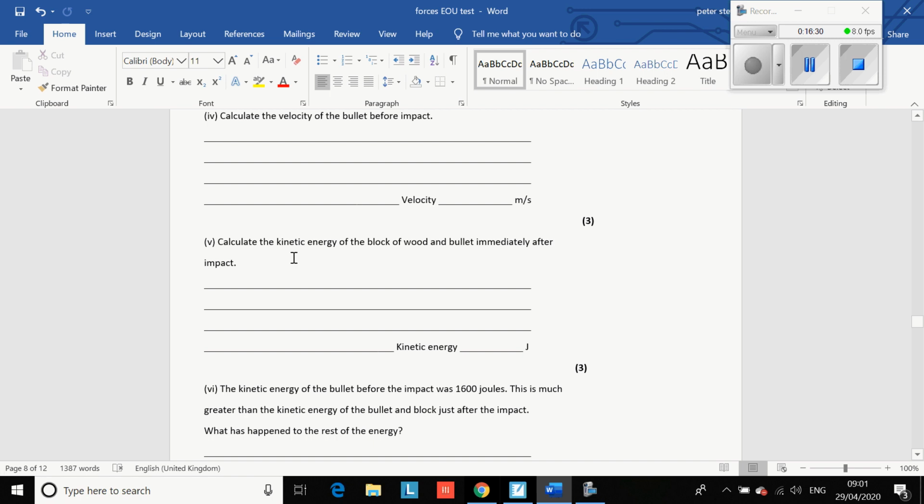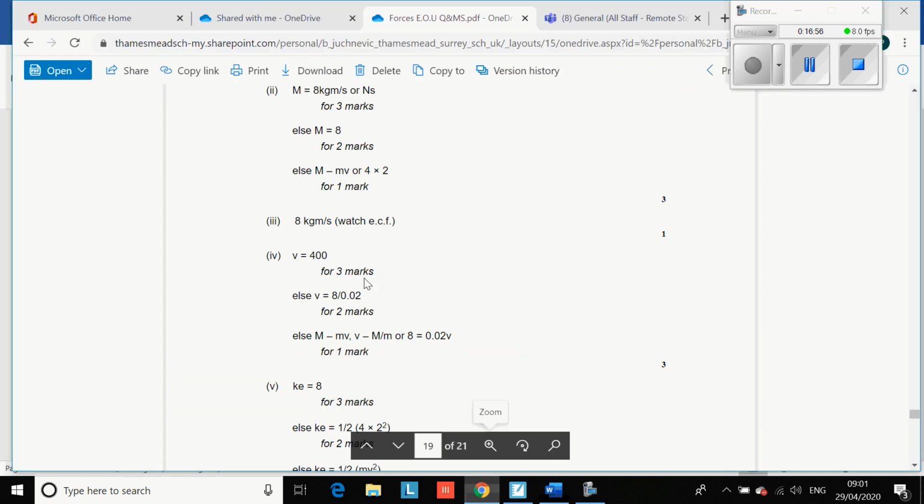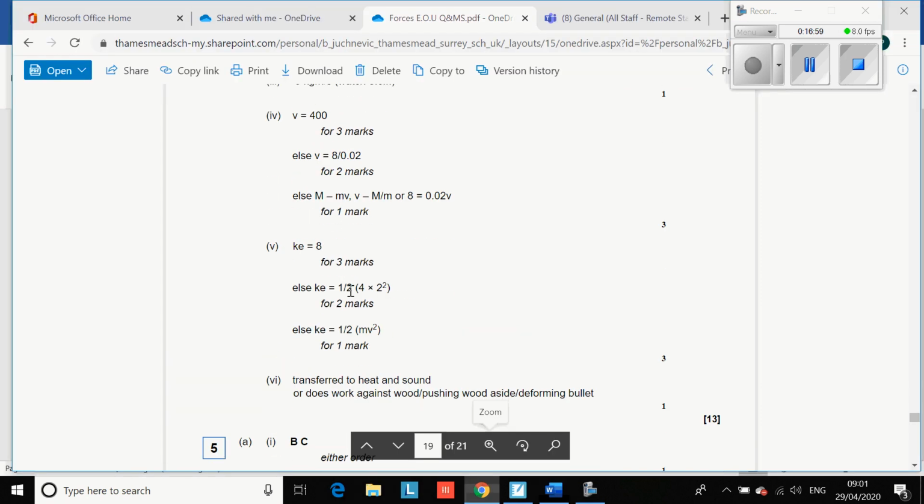Question 5. Calculate the kinetic energy of the block of wood and bullet immediately after impact. Kinetic energy is another one that appears on your equation sheet, but really is a paper one because it's energy. But because it's on your sheet, here it is. Half mv squared, so 0.5 times the mass times the velocity squared. So 0.5 times 4 kilograms times 2 squared, because the block and bullet were going at 2 meters a second after impact. So the kinetic energy is 8 joules.